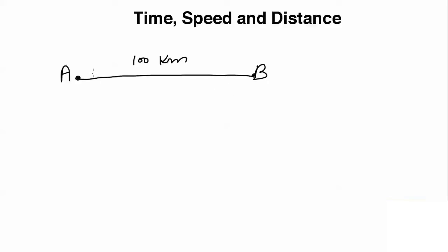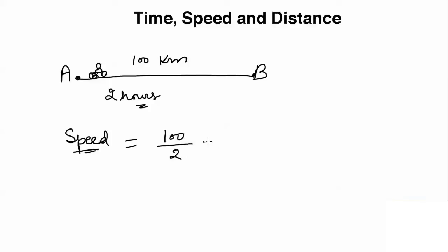And I'm going on my bike from city A to city B. It took me 2 hours to complete this journey. What is my speed during the journey? I'm assuming here that my speed was constant during the whole journey. So what's my speed? My speed would be 100 kilometers divided by 2 hours is equal to 50 kilometers per hour.